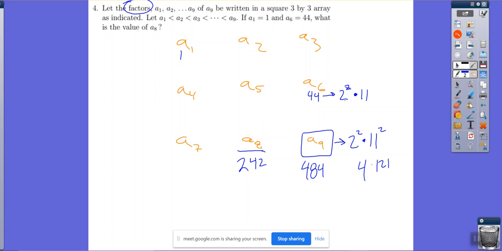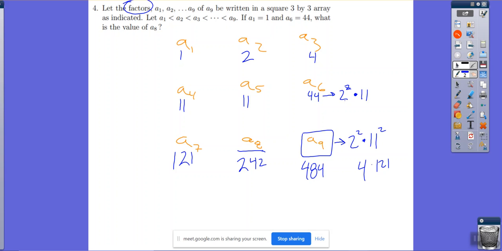But if you really wanted to, this would be 2 to the first. This would be 2 to the second. Then this would be 11 to the first. This one would be 11 to the first times 2 to the first. This is 2 to the second times 11. And your seventh factor would be 11 times 11.